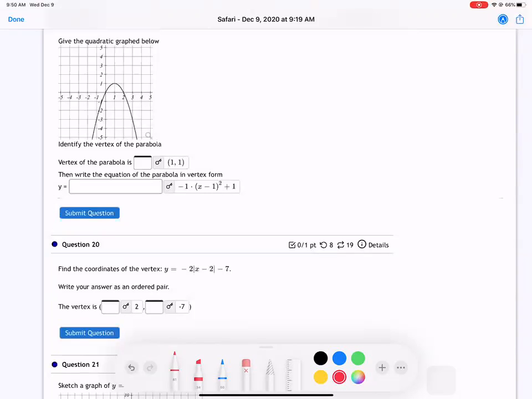Okay, this is the same thing as we did before. Our vertex is 1, comma 1, and the a value, one step over, one step down. See, a says -1. That's how fast I can read it.